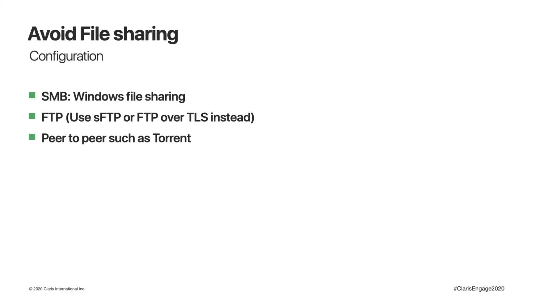Second, you want to share your FileMaker files with the server and some configuration files. Don't use SMB for file sharing. Don't use plain FTP for file sharing. It's not encrypted, it's not secure. Use the alternatives SFTP or FTP over TLS instead. Also avoid peer-to-peer connections, such as torrents. You would not believe that this is used on FileMaker servers, but we have seen it in the wild at customers.